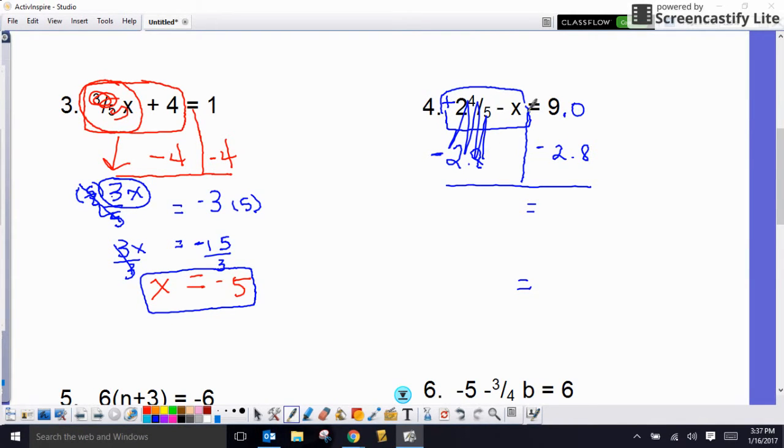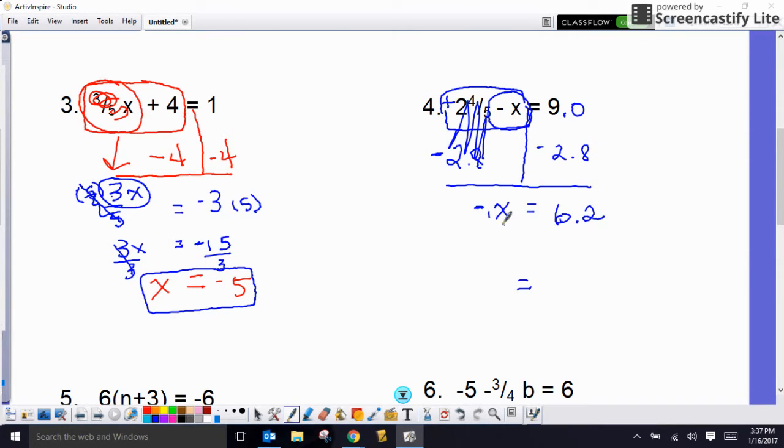So that crosses out, and I have nothing but -x. Don't forget to include the symbol in front of that x, because now I have like a negative ghost 1 x. Here, I'm going to subtract, and I'm going to end up with 6.2. And so I have -x equals 6.2.